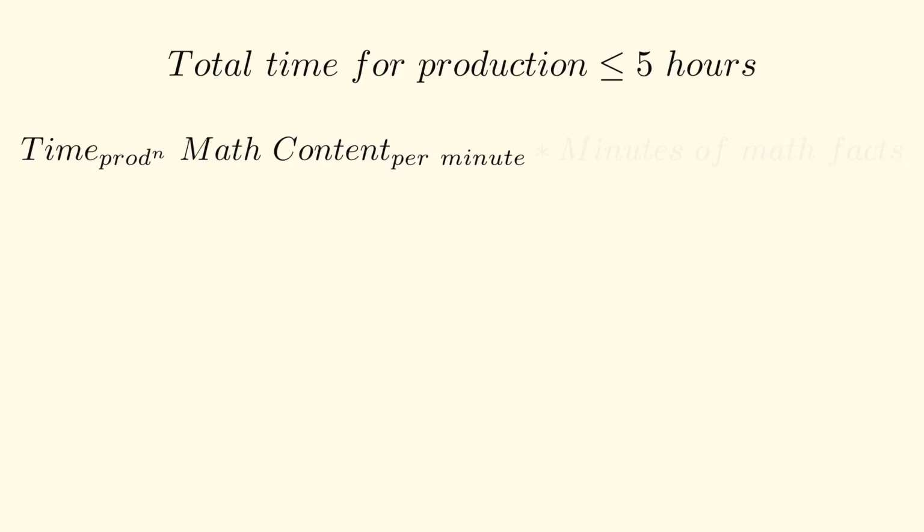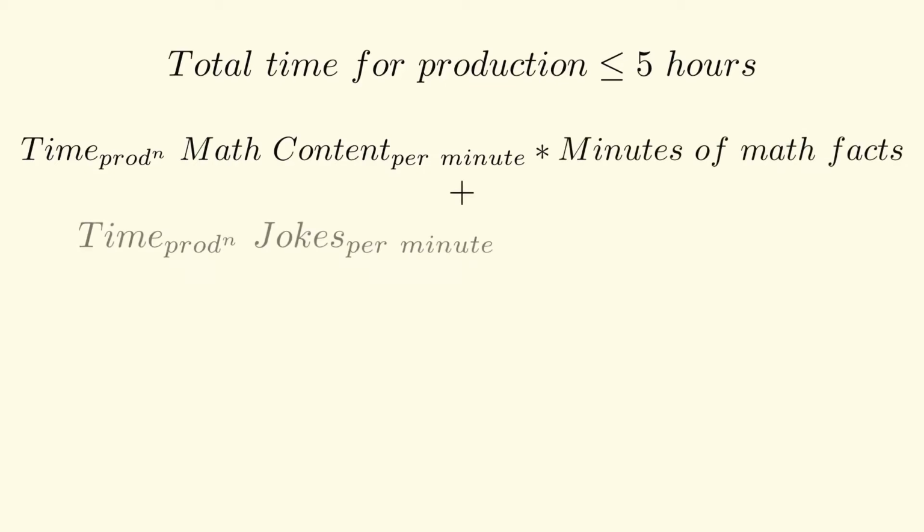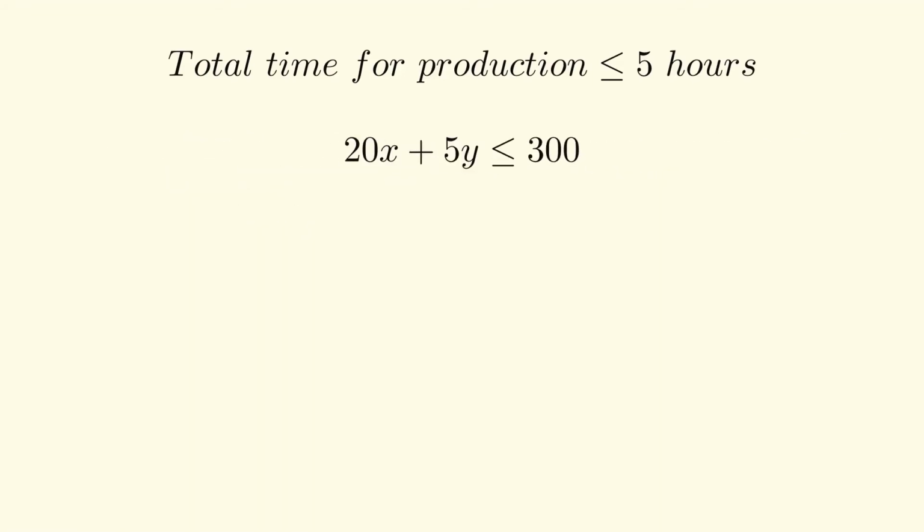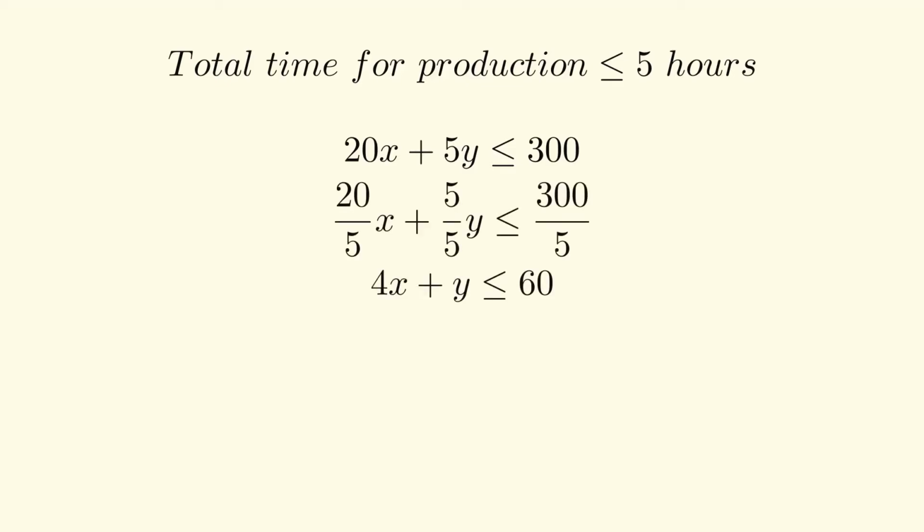We'll start with the second one. The total time of production, that is the time it takes me to produce a minute of math content times the minutes of math content, plus the time it takes me to produce a minute of jokes times the minutes of jokes, must be at most 5 hours or 300 minutes. Filling in the values, we observe that all the coefficients are multiples of 5. So dividing both sides by 5, we get a simplified inequality.